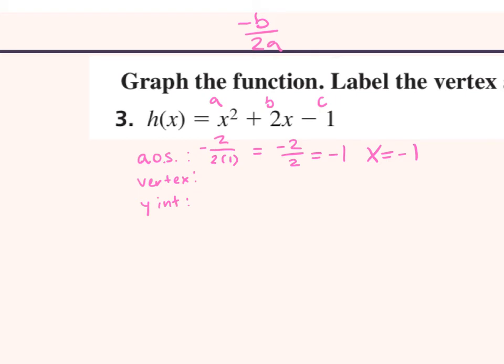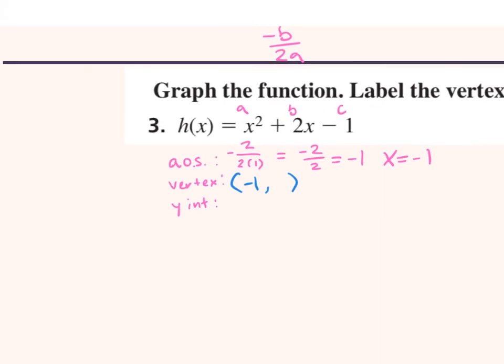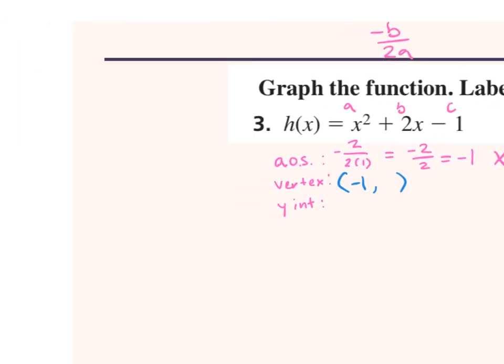Now what is our first part of our vertex? What's our x value in our vertex? -1. Negative 1. It's the same as our axis of symmetry. What do we need to do to find our y value in our vertex? Plug in -1. So we plug in negative 1 into our x's.